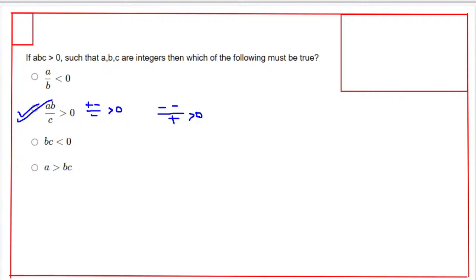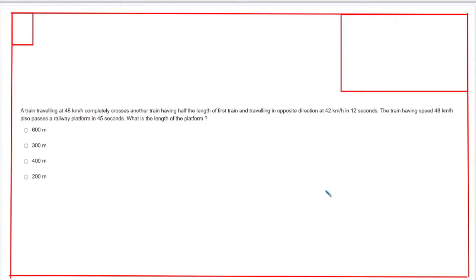Are you getting these questions? You can choose some values, or the best approach is to make some cases and eliminate the options. Read this question and we'll start then.